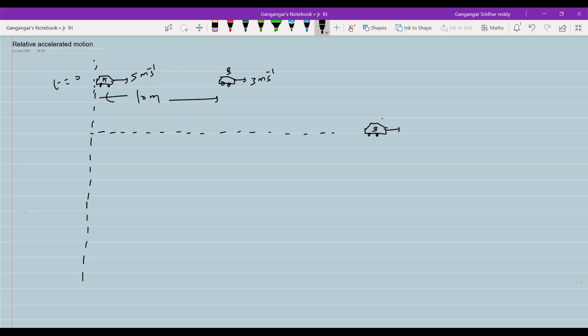So car B will be moving with a constant speed of 3 meters per second. Car A will come, this one. So this is car A. It will overtake, so this is the distance at which it will occur.